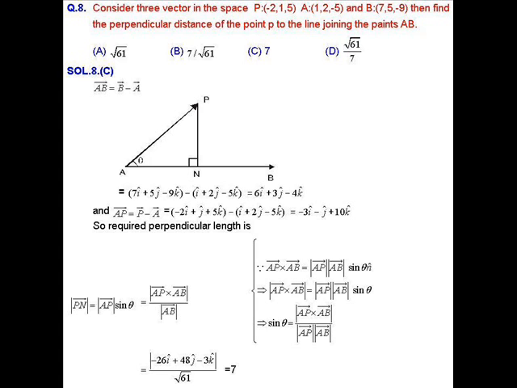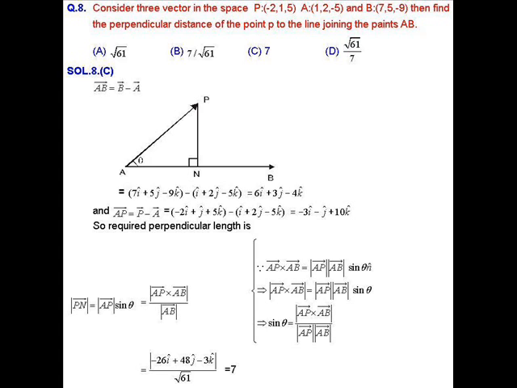Now if we take the AP vector, then the AP vector is equal to the position vector of P minus the position vector of A. So similarly as above, the AP vector is equal to minus 3i minus j plus 10k. Now let us assume that theta is the angle between the vectors AB and AP. Now when we drop a perpendicular from the point P to the line AB, that perpendicular is PN, that is, N is the foot of the perpendicular on the line AB.